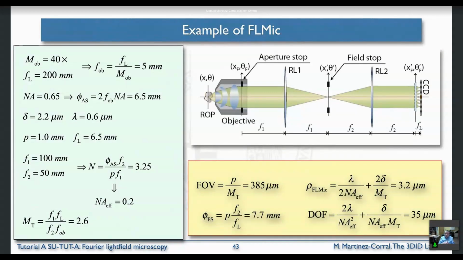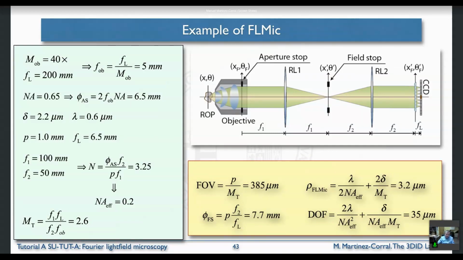And what about the Fourier Lightfield microscope? Okay, let me make some calculations. So this is the magnification. This is the focal length of the tube lens, and therefore this is the focal length of the objective. This is the objective we have taken from the shelf. Numerical aperture means that this is the diameter of the aperture stop. Same sensor as before, same wavelength, and we use the same microlens array as before.